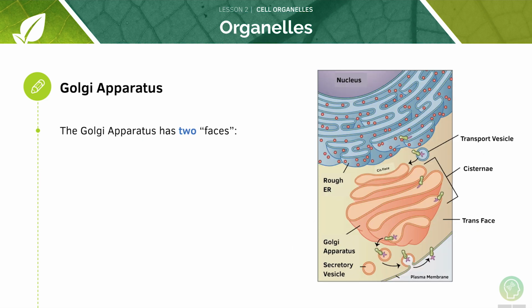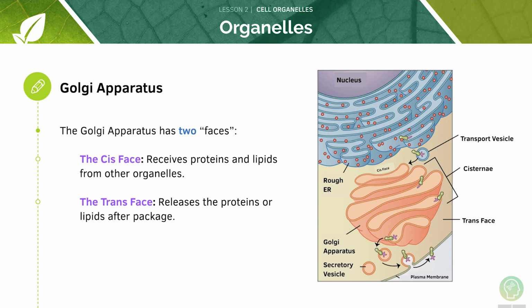The Golgi apparatus has 2 faces. The cis face receives proteins and lipids from other organelles. The trans face releases the proteins or lipids after packaging. The cisternae and the inner lumen of the Golgi apparatus will do the packaging.